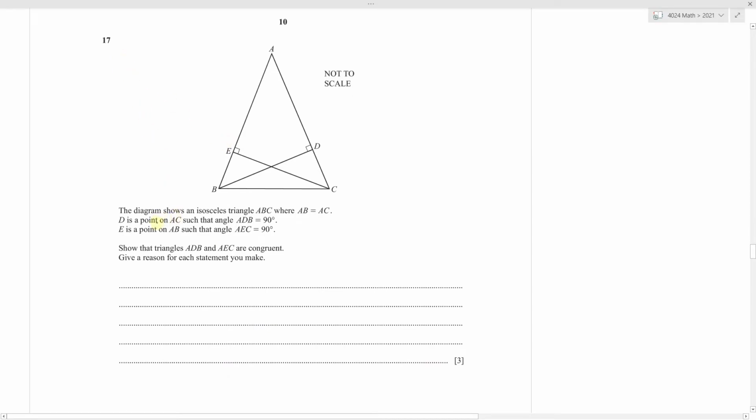Question 17. The diagram shows an isosceles triangle ABC where AB is equal to AC. D is a point on AC such that this angle is 90 degrees. This is also 90 degrees. Show that triangles ADB and AEC are congruent. Give a reason for each statement you make. So triangle ADB is this one. ADB. And the other one is triangle AEC. So AEC will be this one here.